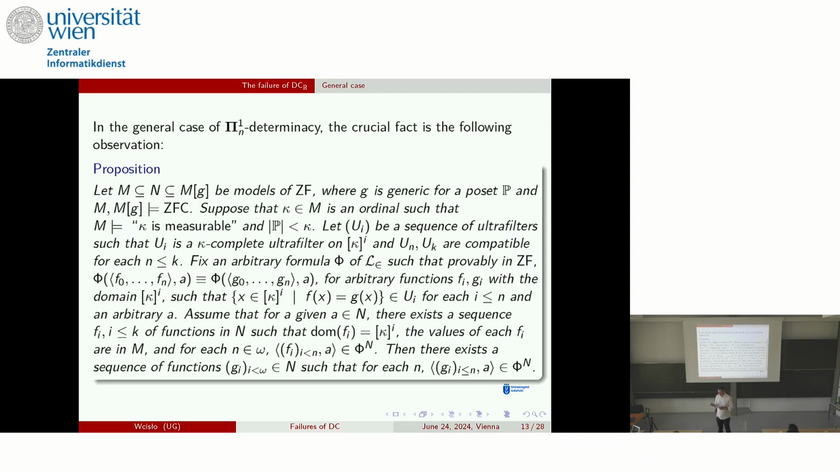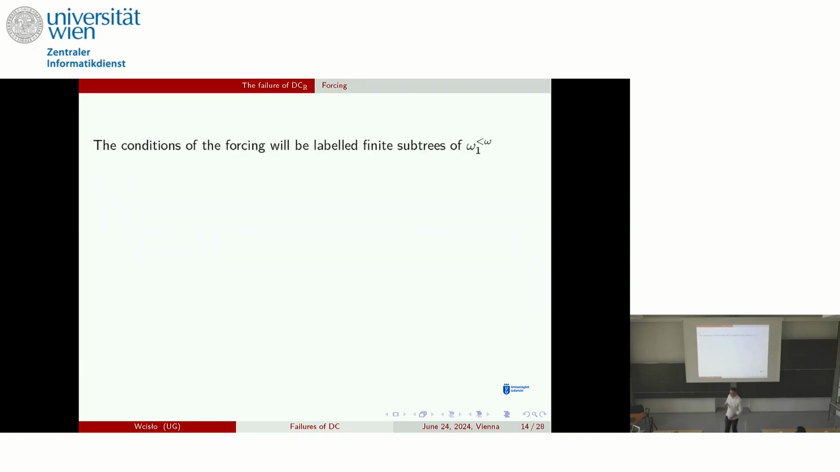But the very important point is that the real itself, how the tower is indexed, is actually already in the original model. Is actually in the forcing extension. Yes, I mean, it should be skipped. For choice in M, it's trivial.